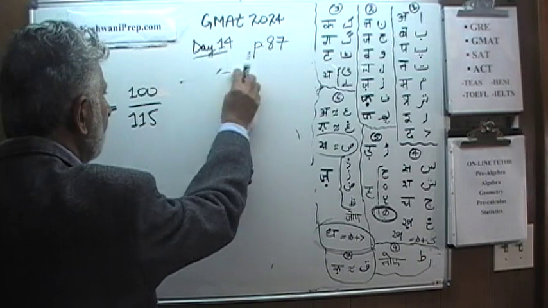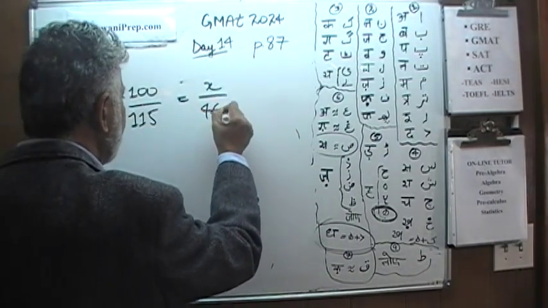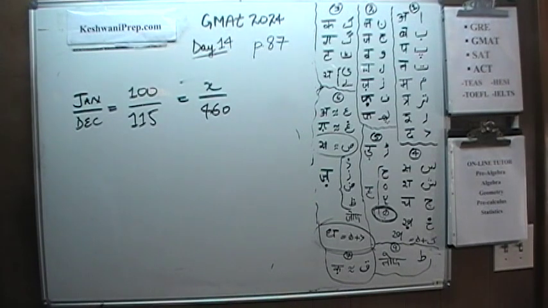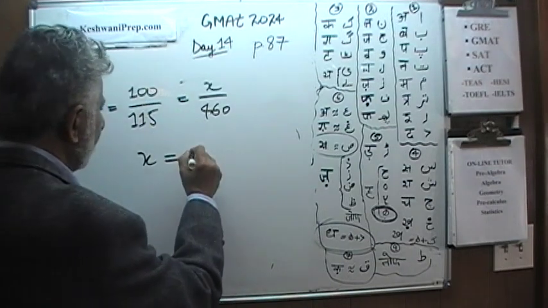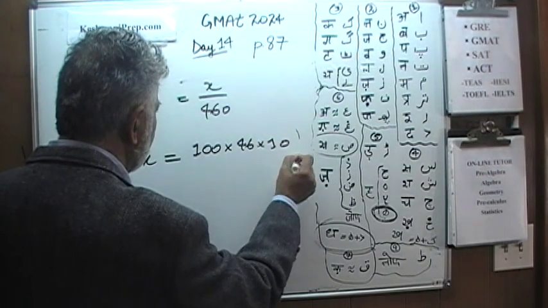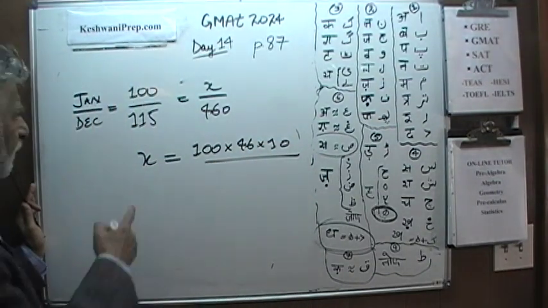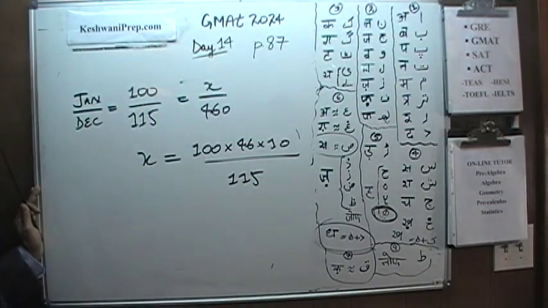But if you're unable to see that, then we have no choice but to set it up as a ratio, or to be more precise, to set it up as a proportion, and solve for it. Let's do this, shall we? So x is going to equal 100 times 460. I'm going to write that as, because I want to keep my stuff small as possible. And this goes at the bottom. There we go. I think that's correct.